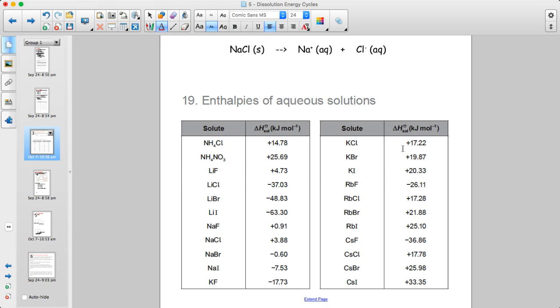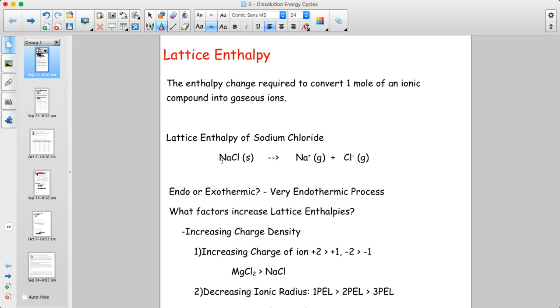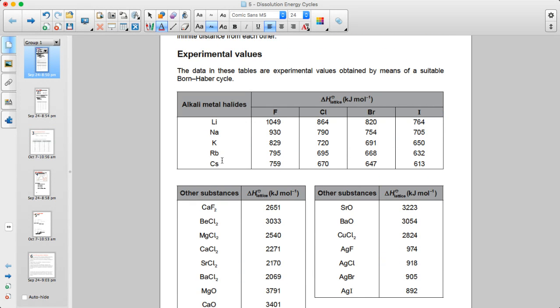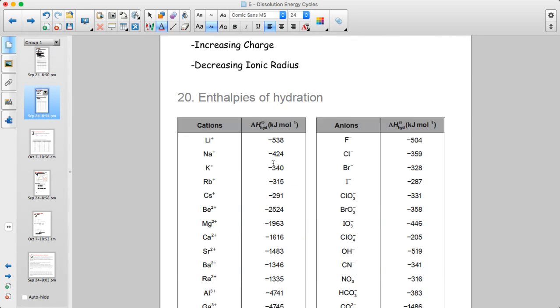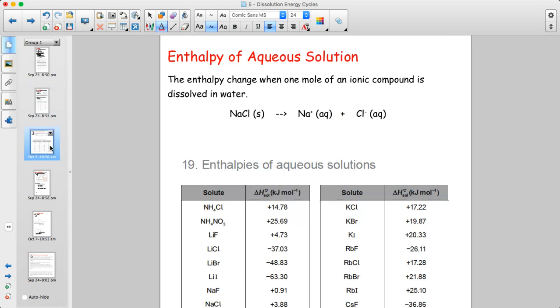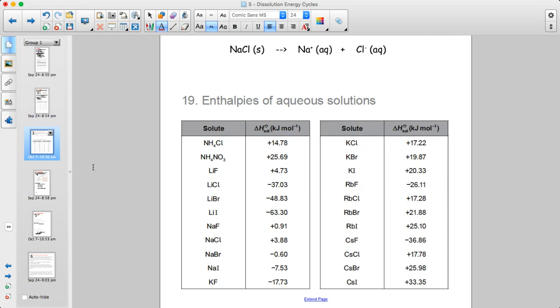So again, this is another table in the data booklet, table 19, and it's got a bunch of common ionic compounds that get listed, and it's listing their enthalpy changes. So you can see here that sometimes they are endothermic and sometimes they are exothermic. Whereas for the previous ones, the lattice enthalpy is always going to be listed as endothermic values, and the enthalpies of hydration are always listed as exothermic values. And so this is the one that can vary.